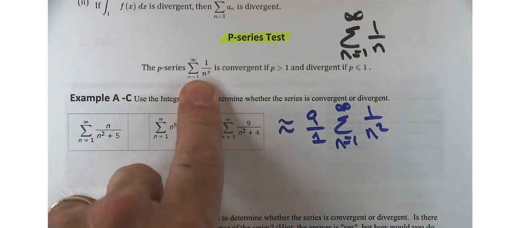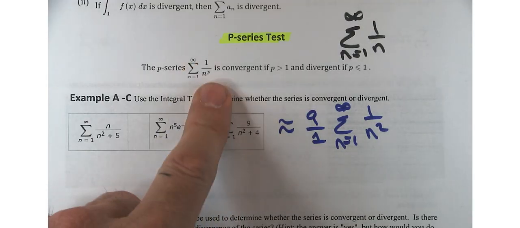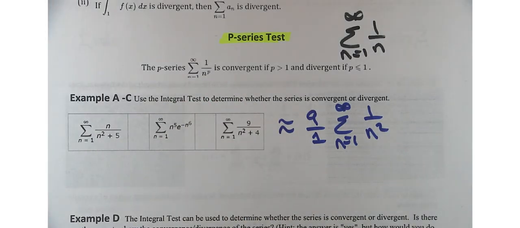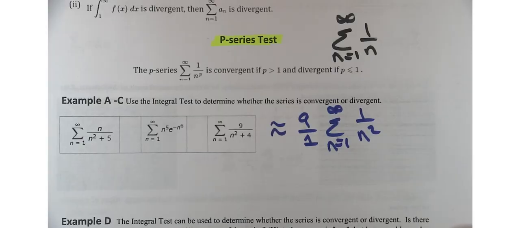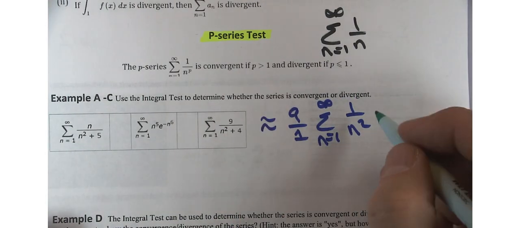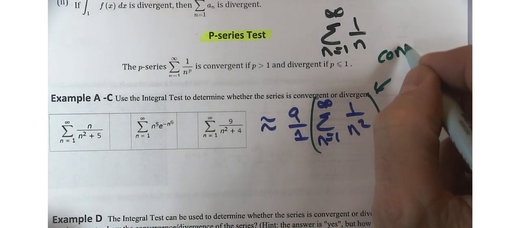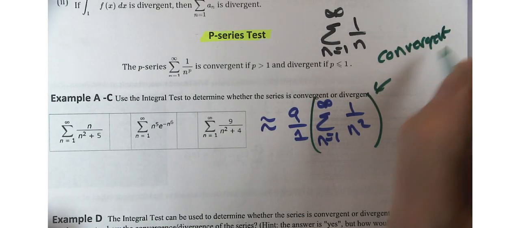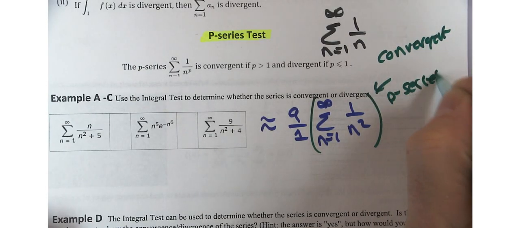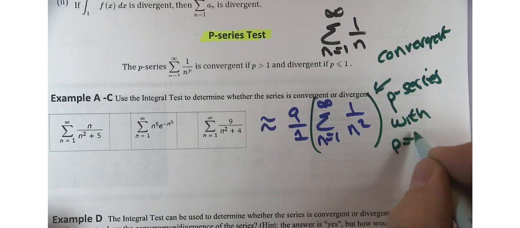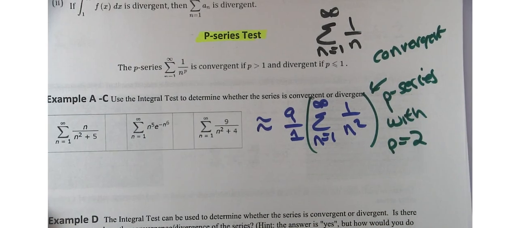That looks like a p-series, right? P-series with p equal 2. If this is a p-series with p equal 2, is that going to converge or diverge? Alicia, what are you thinking there? Yeah, if p is greater than 1, then it's going to converge. So this is a convergent p-series with p equal 2. Nice. So you expect that to converge.